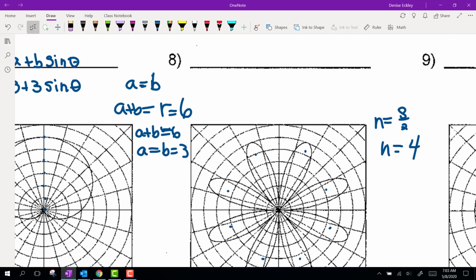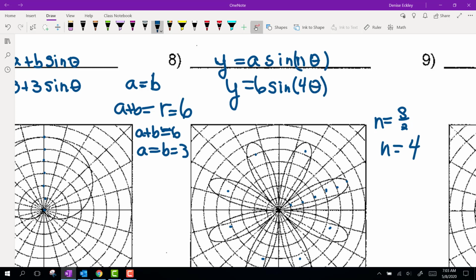And I also noticed that there was no petal on the x-axis, so this is going to be of the form r equals a sine n theta. So I have n, so now what I need is the length of the petals. So I just have to count out from the center. One petal. 1, 2, 3, 4, 5, 6. So my answer is going to be r equals 6 sine of 4 theta.